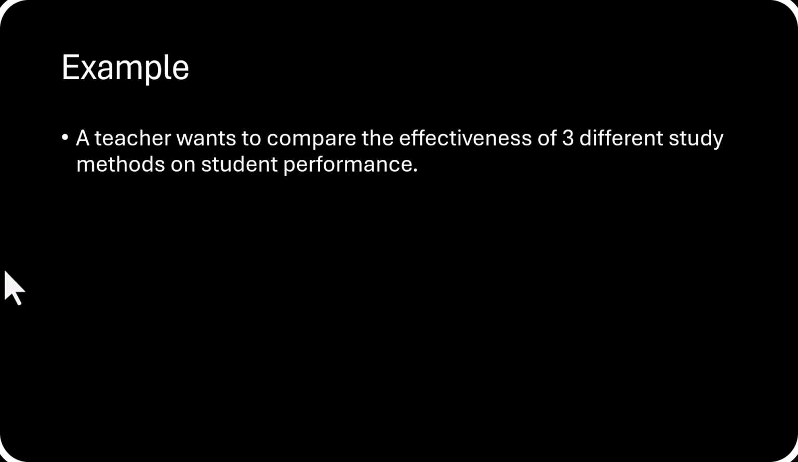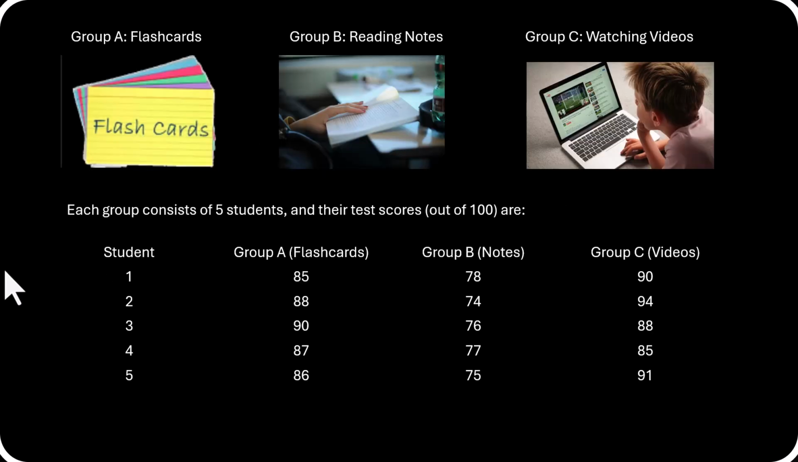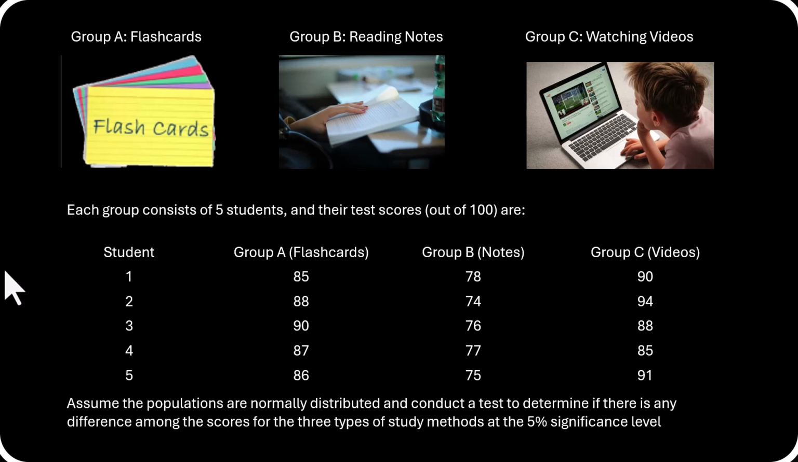So let's do an example, because we actually need some data in order to do a hypothesis test. In this example, a teacher has divided their class into 3 groups and assigned each a different method of study. And so they record the exam grades after the study methods have been employed. So we're going to assume the populations are normally distributed, and we're going to conduct a test to determine if there is any difference among the scores for the 3 types of study methods at the 5% significance level.